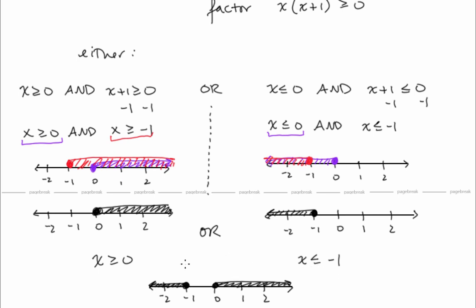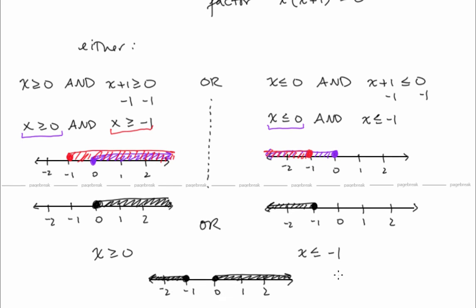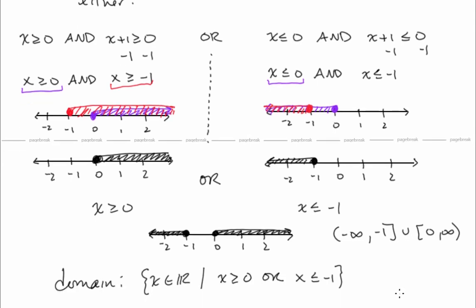We can put this complete domain on one number line and it looks like this. As a union of intervals, we could write it as -infinity to -1, union 0 to infinity. Or in set notation, we can write x is in reals such that x is greater than or equal to 0 or x is less or equal to -1. And that's our domain here.